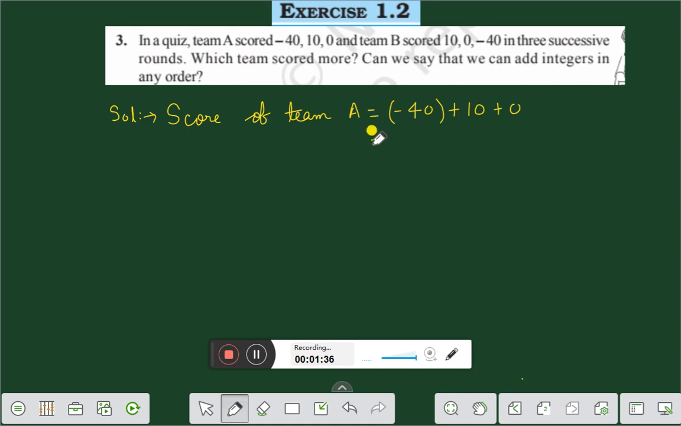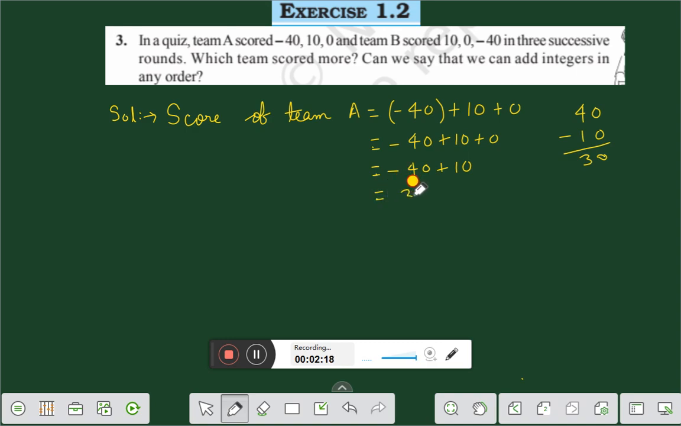Then you are getting minus 40 plus 10 plus 0, that is minus 40 plus 10. Here you see this is minus 40, this is 10. We have to subtract 10 from 40. This is 40, we subtract 10, that is equal to 30.